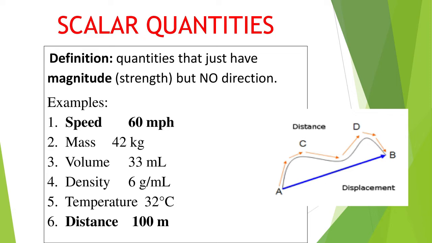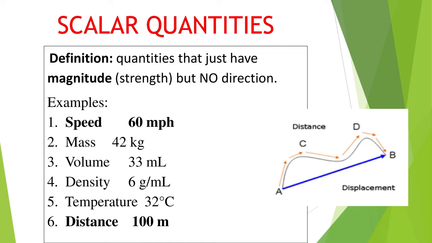Similarly, when we talk about speed as a scalar quantity, it has got 60 miles per hour. So you know the magnitude, that is 60, but you are not going to take care of in which direction the speed is. Similarly, we have some more fundamental quantities such as volume. Suppose I say 33 ml, or more simply 2 liters. We don't talk about 2 liters in which direction. It has only got the magnitude, that is 2. 2 is the magnitude, whereas liter is the unit of it.